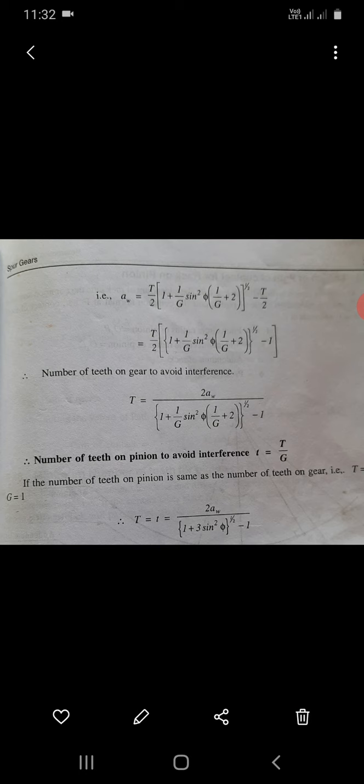So the number of teeth required to avoid interference is t equals 2 AW upon the square root of 1 plus 1 by G (1 by G plus 2) sin squared phi, minus 1, where the number of teeth T equals G times t. If T equals t, then t equals 2 AW upon the square root of 1 plus 3 sin squared phi, minus 1.